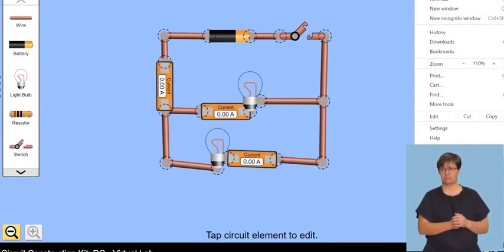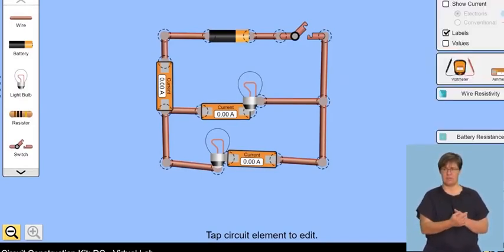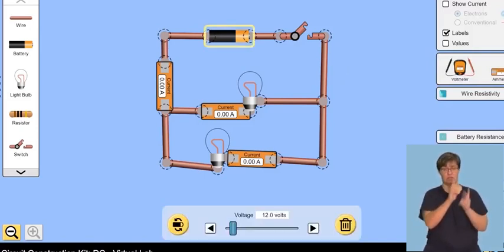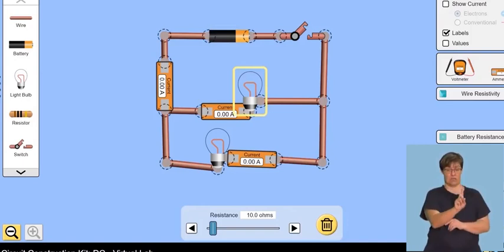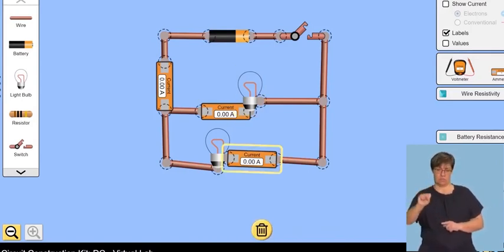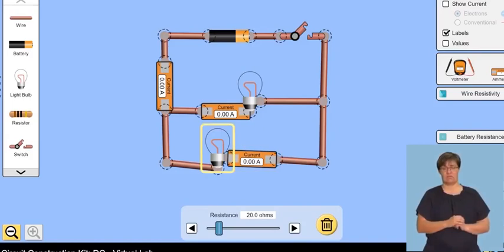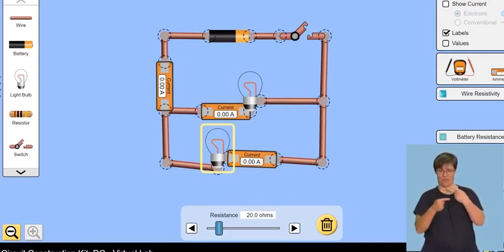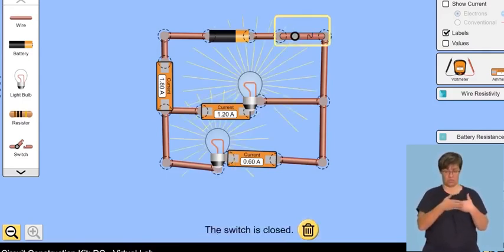Now, we have got our battery that has got 12 volts, we've confirmed it's 12 volts, and the resistance for R1 is 10 ohms. If R2 is double R1, it means that it must have 20 ohms, so we've verified that. Now there is no current flowing in the circuit for one simple reason, that the switch is open. So the circuit is broken or incomplete, but the moment we close the switch, this is what happens.